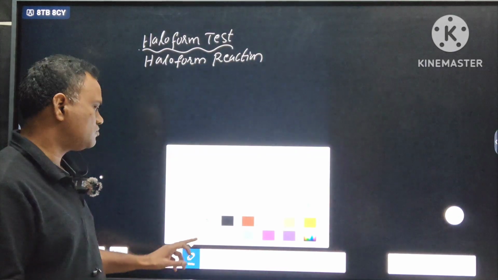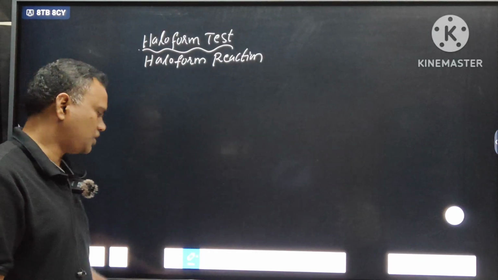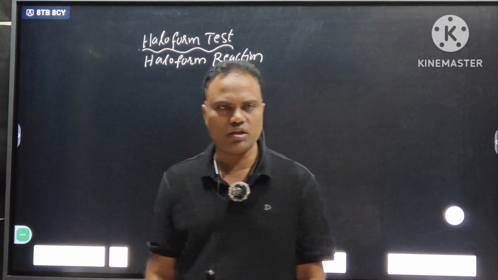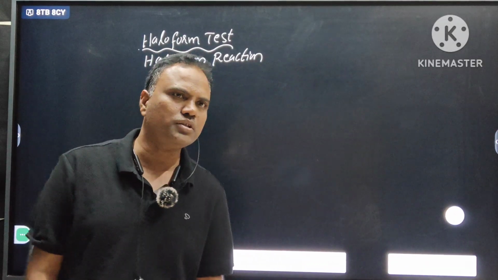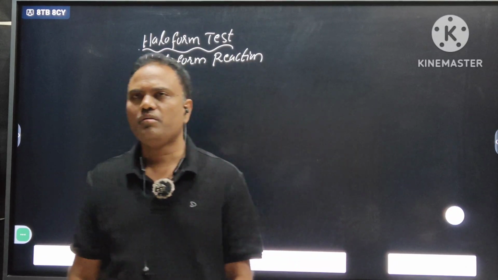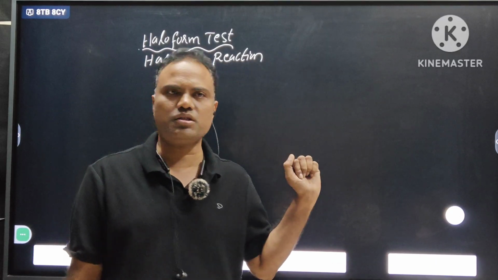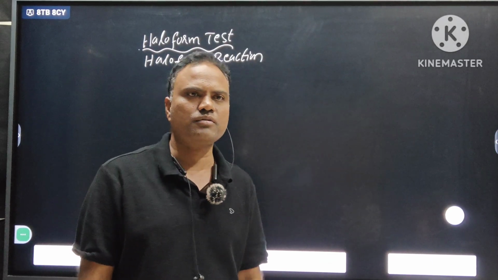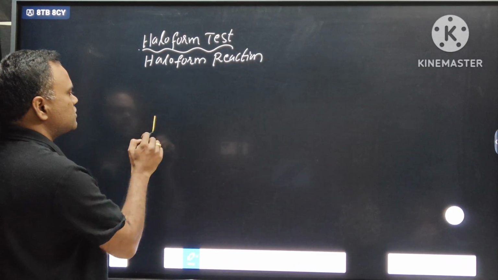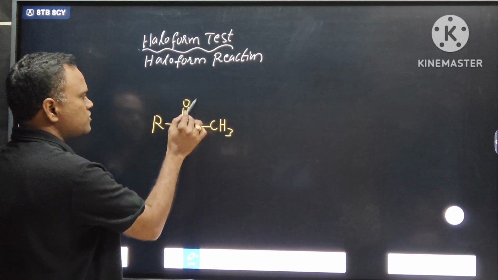Ketones with at least one alpha methyl undergo the haloform test. That is the important condition. The beta methyl condition is for alcohols, not for ketones. Okay. Very important reaction. This will come. We can expect this for your weekend exam. First of all, let us understand the reaction. This is a ketone. This is the functional group.